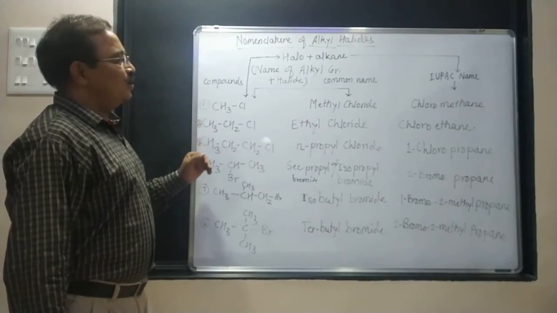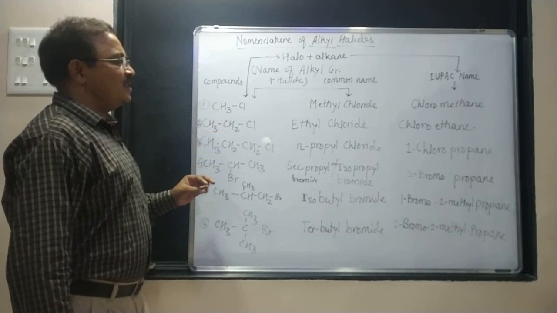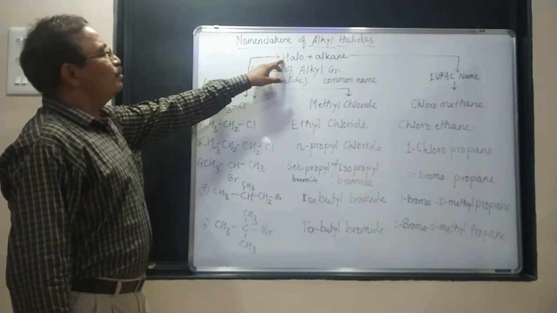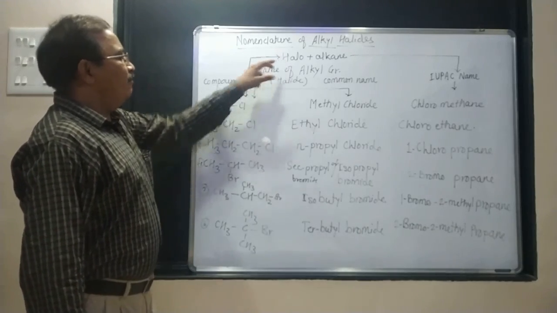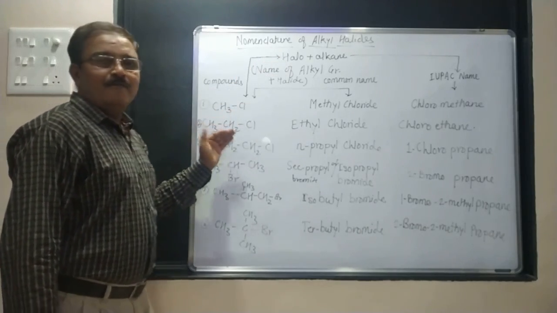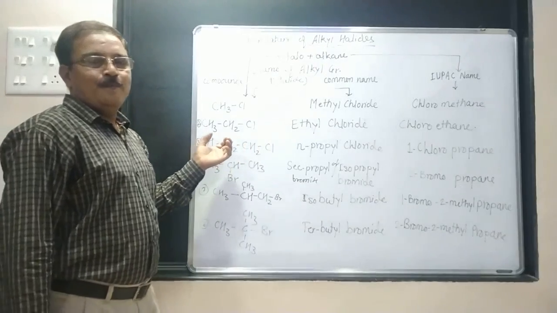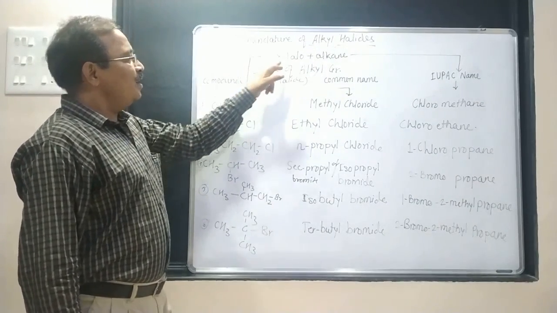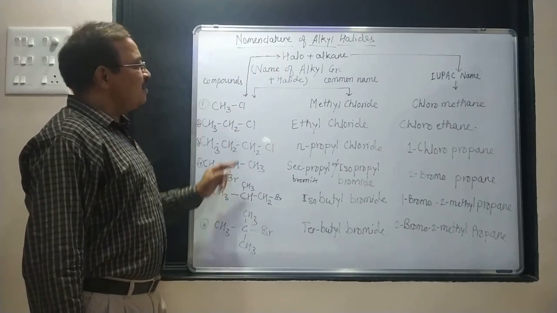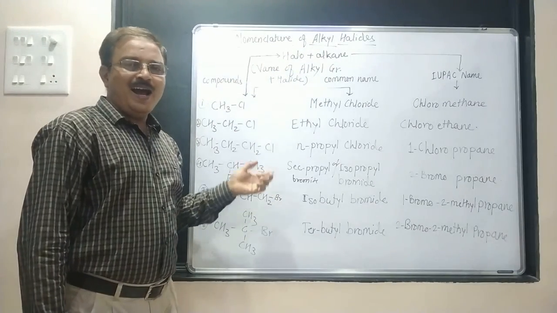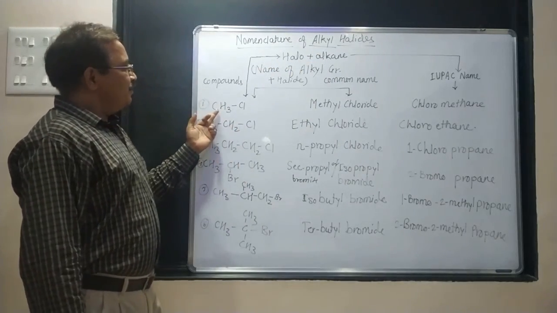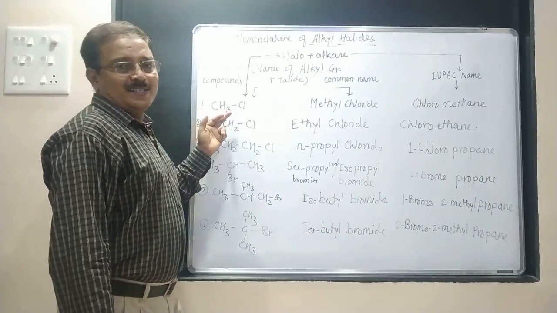Now let us try to understand the IUPAC nomenclature system of alkyl halides. Here the rule is very simple. The rule is that first of all we have to find out which halogen is there. So for halogen we will use the word halo. If chlorine is there, chloro. If bromine is there, bromo. If iodine is there, iodo. And halo plus alkane.